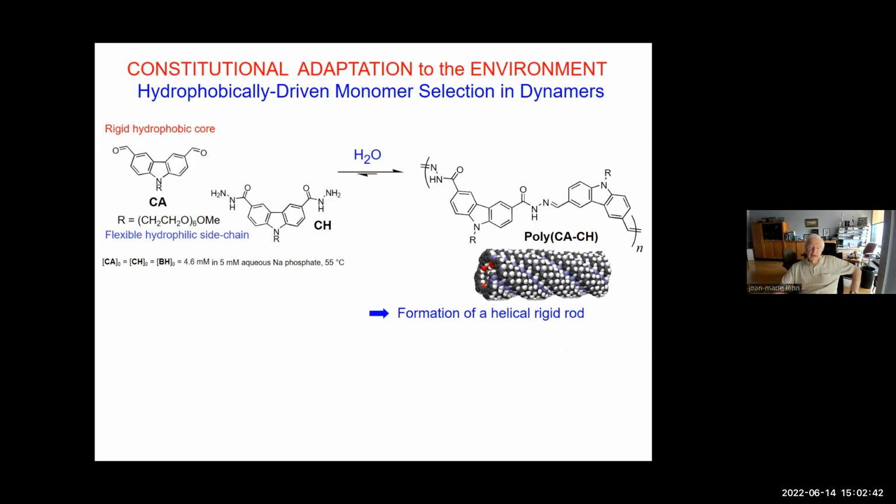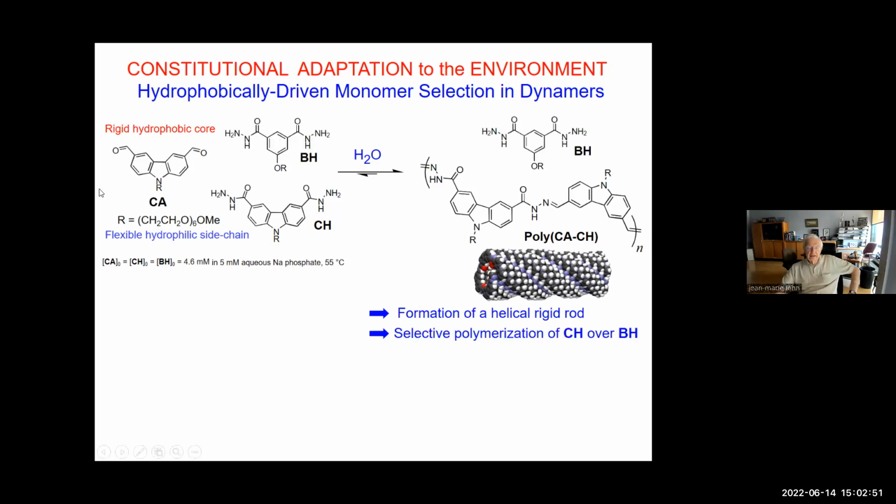We will ask the question now to decide what it prefers to polymerize, in which way it prefers to do that. Suppose we add now this derivative of benzene with the same group as this derivative of carbazole. Before you add this, the system is the same as previously, and you get this helical rigid rod. When you add this, then this unit with a smaller hydrophobic core is of course less subject to hydrophobic effects. So what you get is just the same.